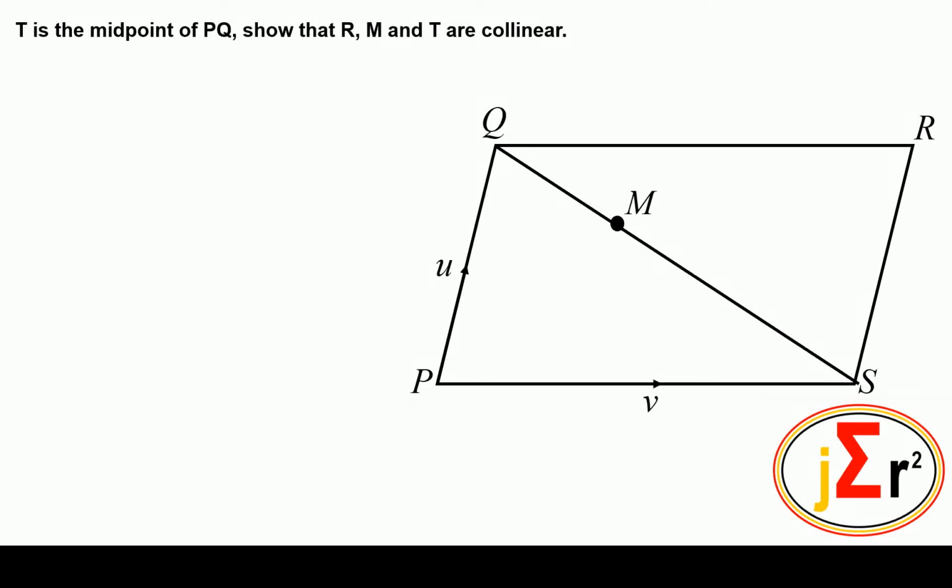T is the midpoint of PQ. Show that R, M, and T are collinear. If they are collinear, they lie on the same straight line. T is the midpoint of PQ. That is where we will begin.